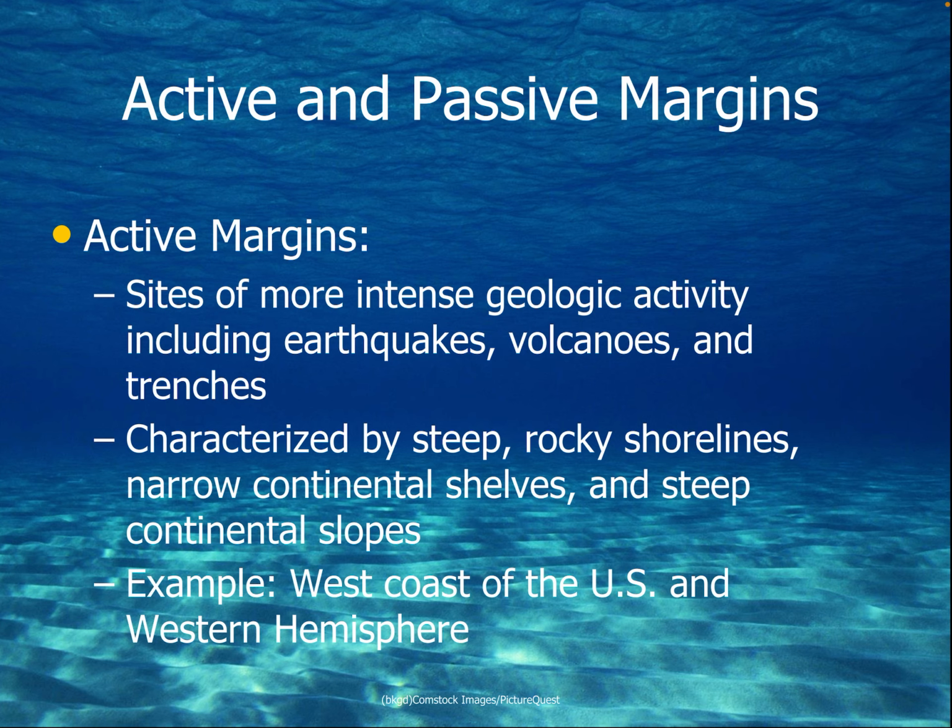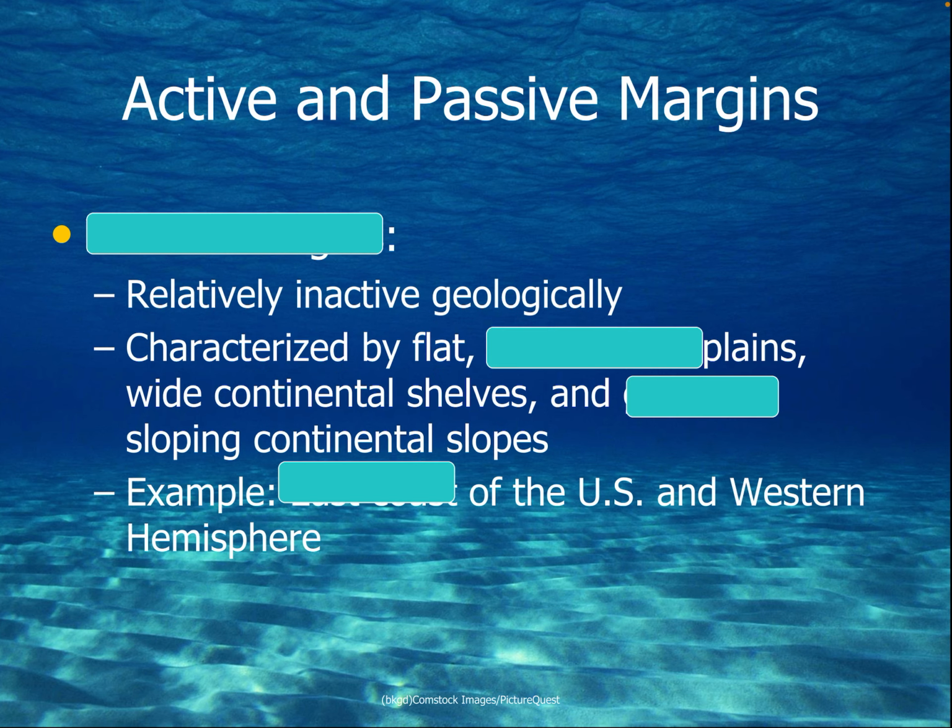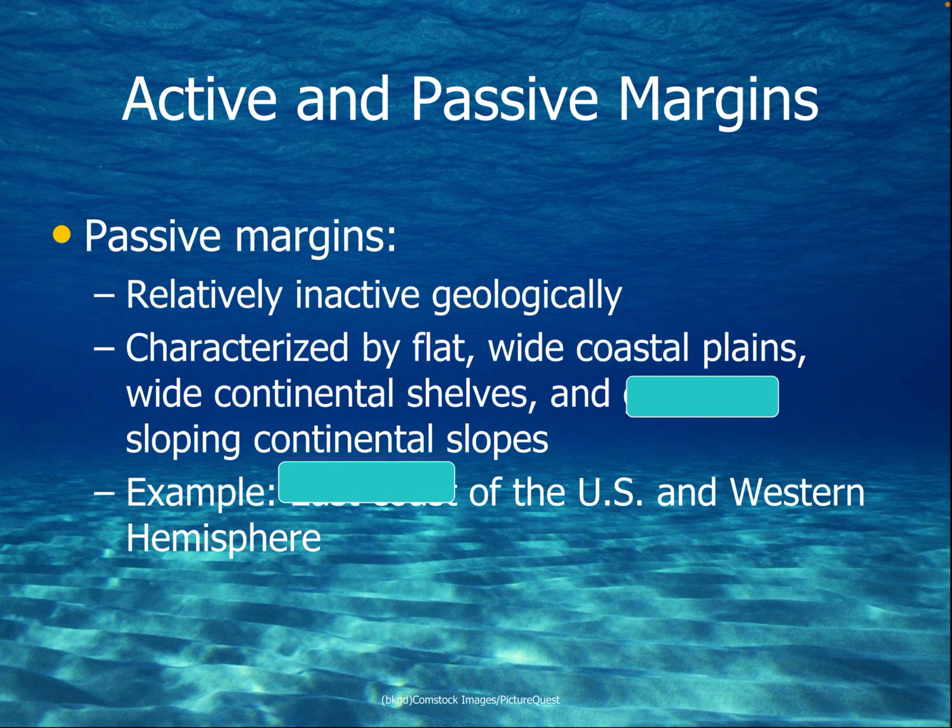the continental shelf does not extend out that far before it drops off, as opposed to the east coast where we live and all the way up, pretty much, we are relatively inactive geologically. We have wide, flat coastal plains, wide continental shelves, gradually sloping continental slopes, and not just the east coast of the United States, but also the east coast of South America. And so that also means that the west coast of South America is an active margin.